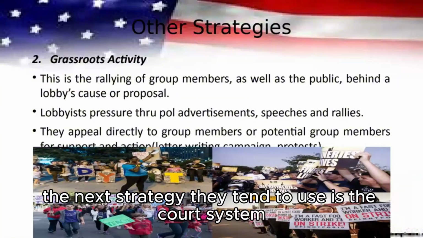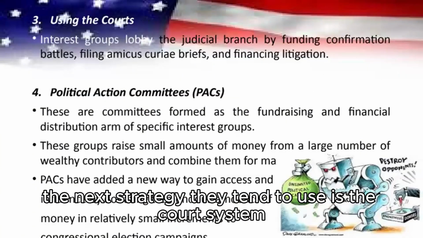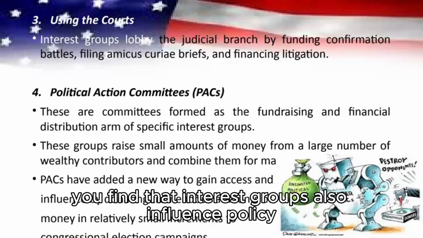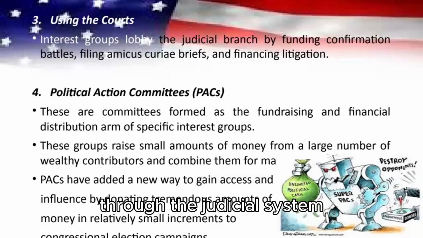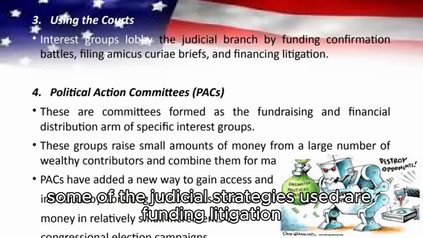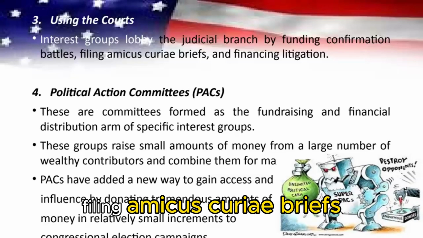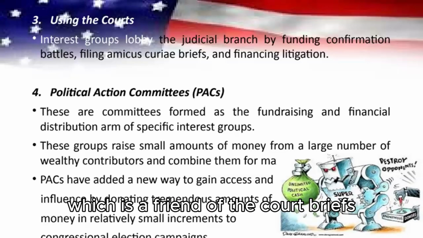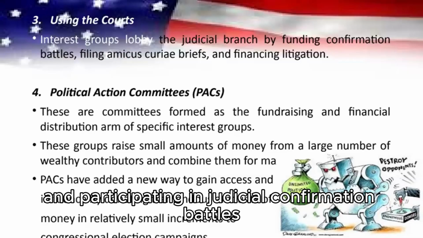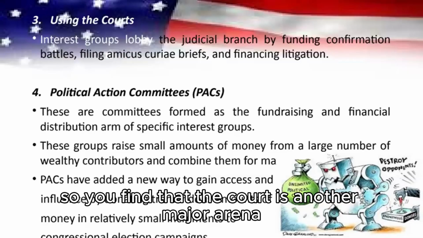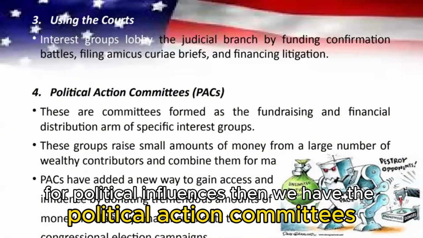The next strategy that they tend to use is the court system. You find that interest groups also influence policy through the judicial system. Some of the judicial strategies used are funding litigation, filing amicus curiae briefs, which is a friend of the court briefs, and participating in judicial confirmation battles. So you find that the court is another major arena for political influences.